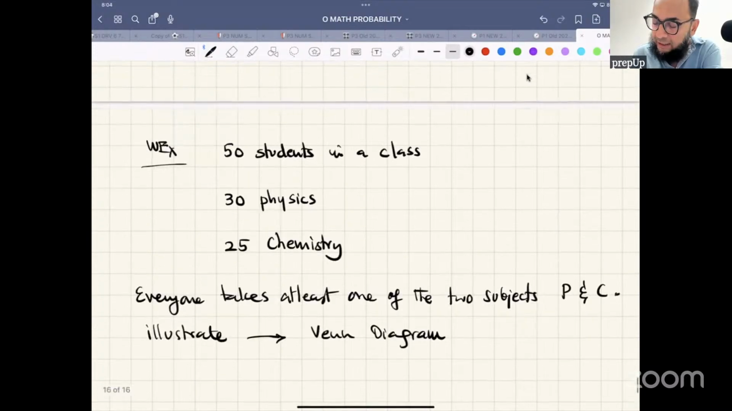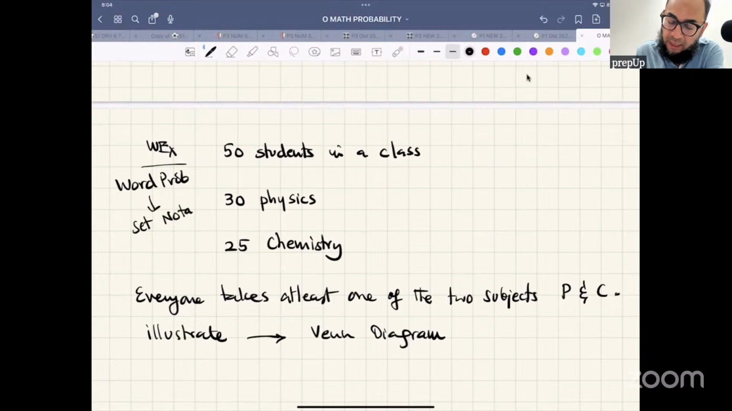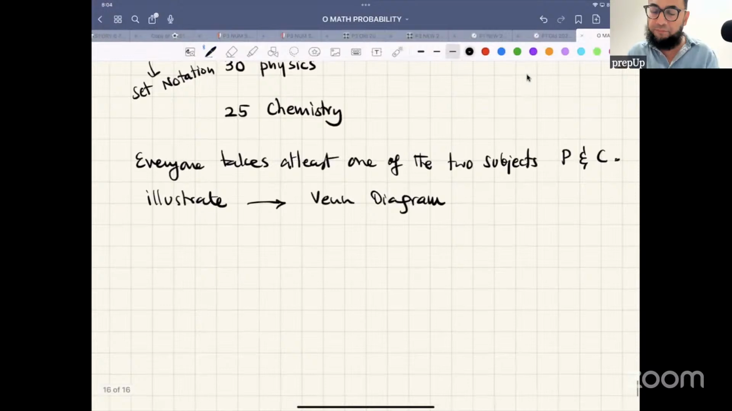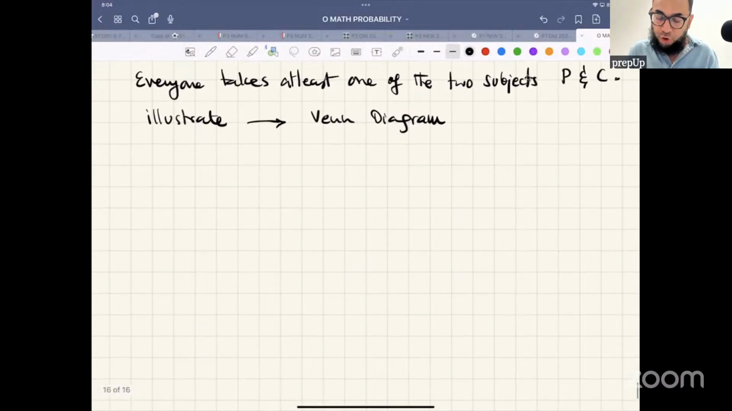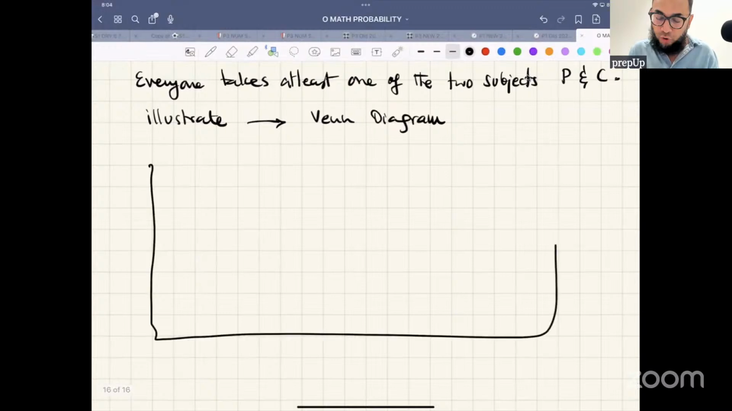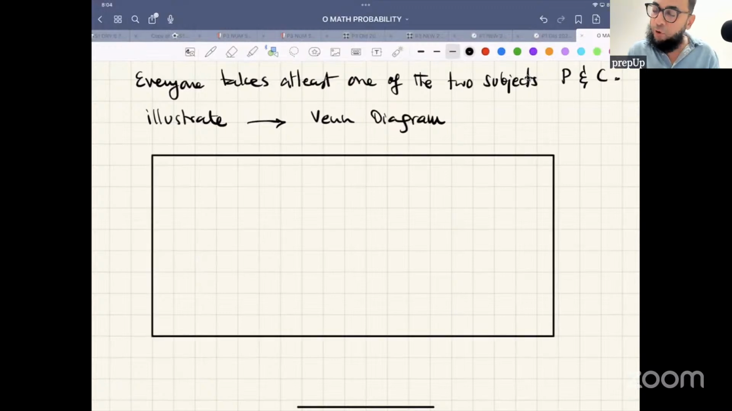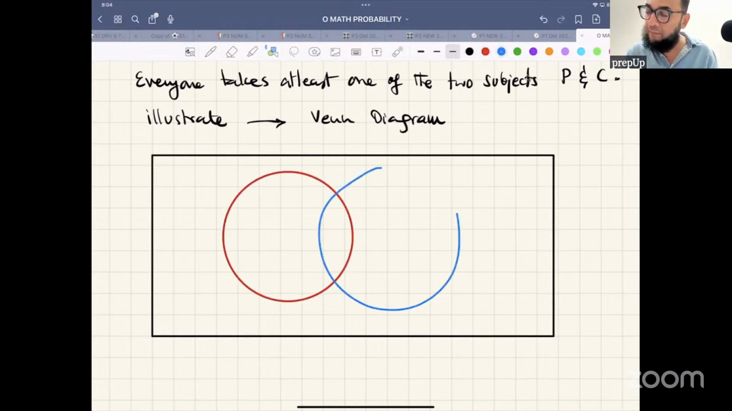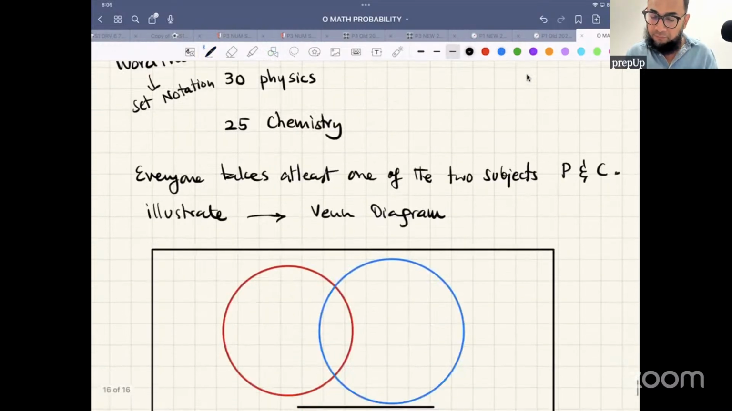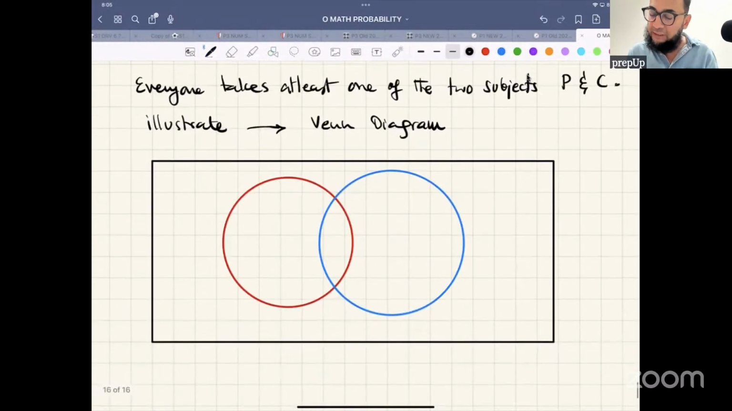Now, this is like a word problem of set notation. And from this, I'll create a problem related to probability. So now, first of all, let me draw a box. Inside the box, let me draw a circle. Let me draw another circle. And there are 50 students in the class. First of all, this thing will be 0.